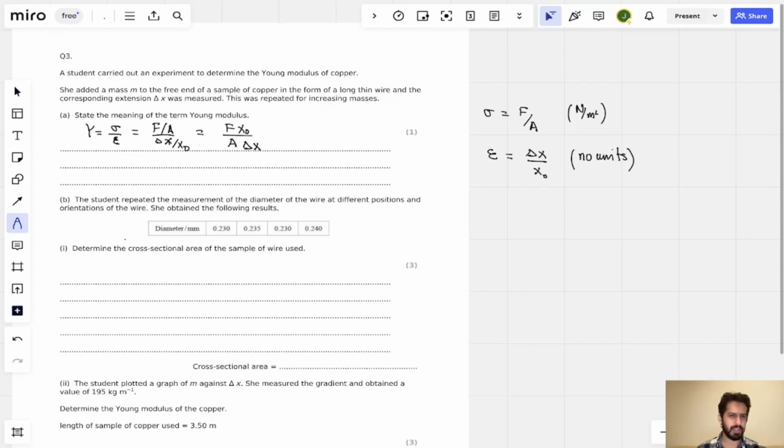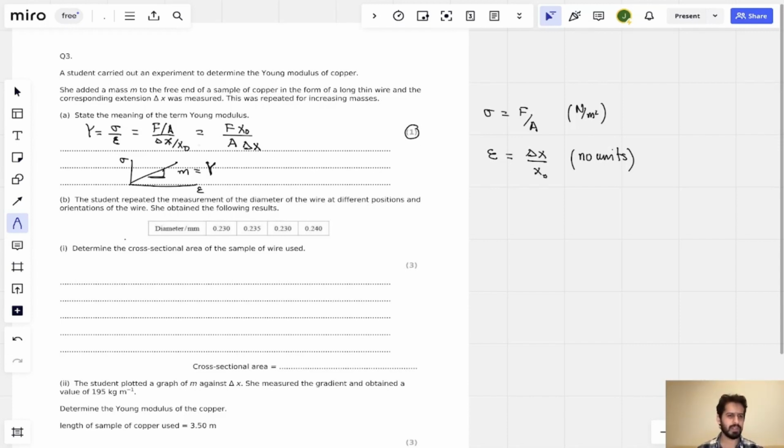Also, in some of the questions, you will be given a graph for stress versus strain. On the y-axis, you'll have stress. On the x-axis, you'll have strain. In this case, the slope, which will be the change in y divided by change in x, will also give you Young modulus. So all of these are different definitions of Young modulus, but for this question, since it's just 1 point, you can just write that Young modulus is the ratio of stress and strain.